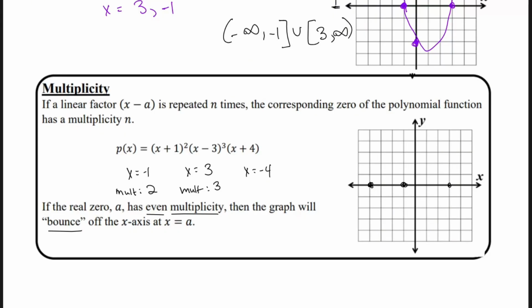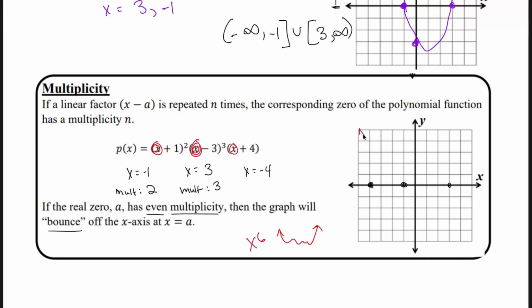Okay, now what is this? What's the degree? Well, I have 2 x's here, 3 x's here, and 1 x here. So this is x to the 6th, positive x to the 6th, which means something like this is going to happen. Since my multiplicity at -1 is 2, and my multiplicity at 3 and -4 are odd, I'm going to have the bouncing off at -1. I'm going to have going right through at -4 and 3.